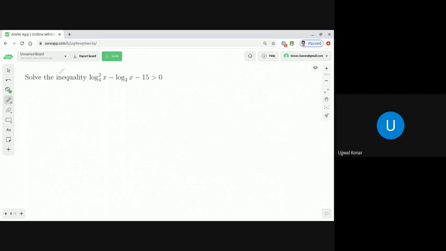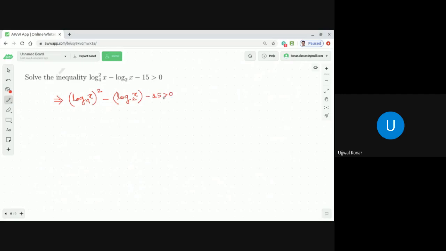Now, what we need to do here, dear students, is make this logarithmic inequality with the same base. Let's assume that we want to convert everything to base 2. So there are two ways; one approach you can take is this. It is log of x base 4 whole square minus log of x base 2 minus 15 is greater than 0.